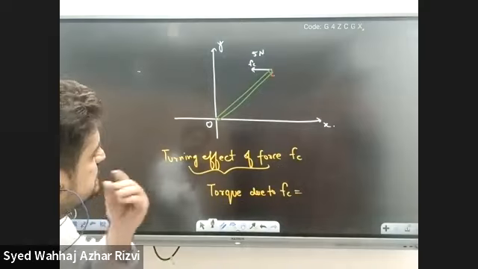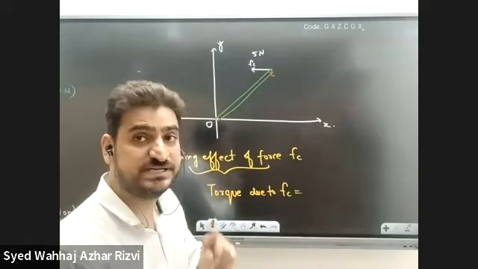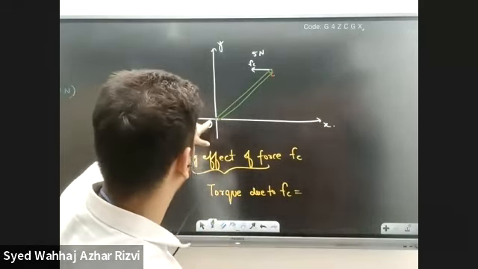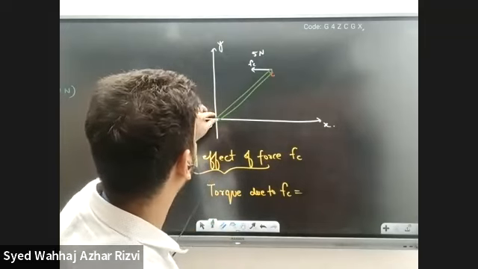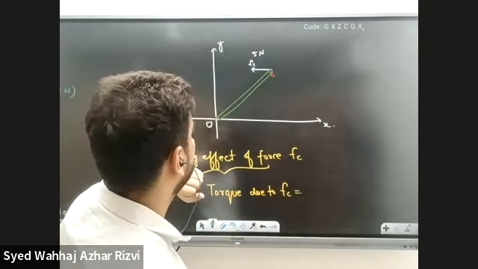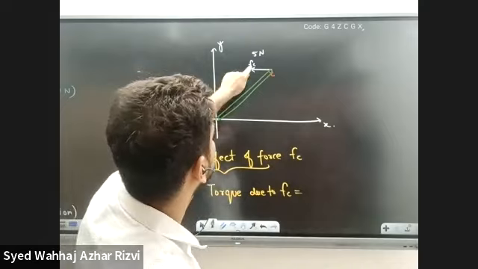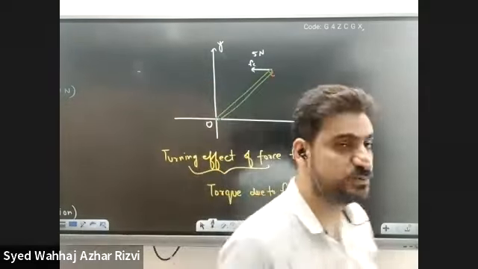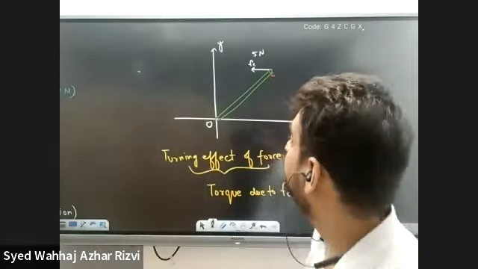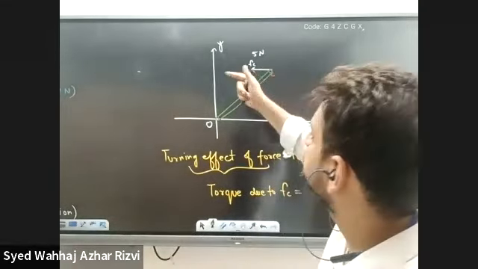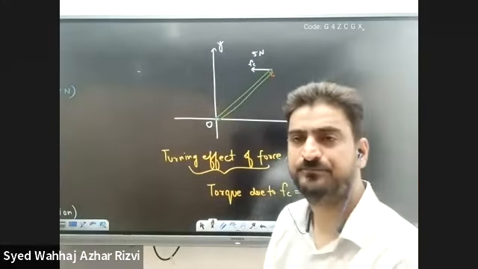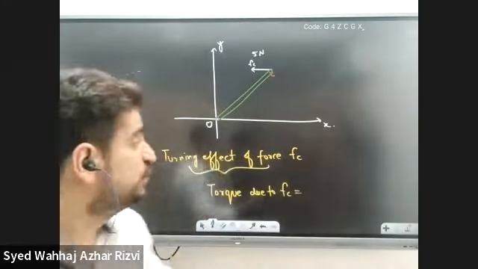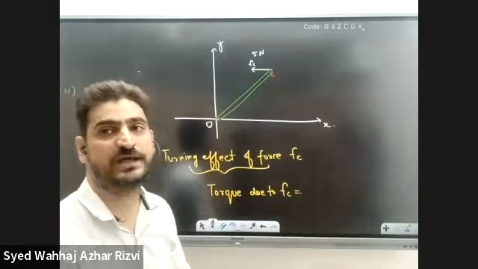Since we have to take the turning effect about the point O, we have to hold this rod at O, and then we have to apply the force Fc on this rod. Tell me, Talha, what would happen to this rod if we apply the force Fc on it, and we hold it at point O?